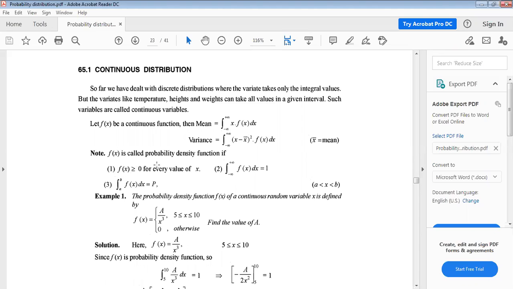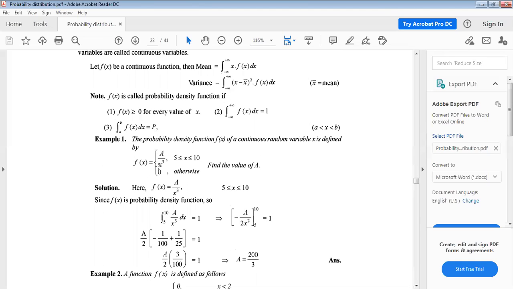Probability density functions must be greater than or equal to 0, because probability can never be negative. Always remember this. It will be non-negative for any value of x. The second condition is total probability: the integral from minus infinity to plus infinity of f of x dx must be 1. This is the continuous function. And if we take the integration from a to b of f of x dx, then we get a probability p.